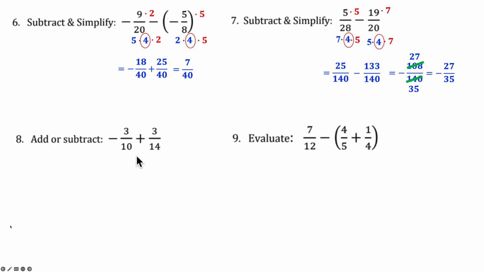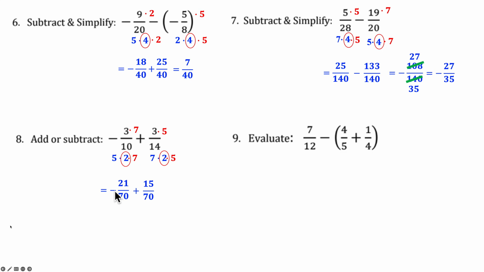Number 8. Let's see. Both even numbers. So let's take a 2 out. 5 times 2, 7 times 2. Circle the common factor. Don't use it. Crisscross the 7. Crisscross the 5. So let's see. We're going to have 10 times 7. That's a 70. Negative 21 over 70 plus 15 over 70.